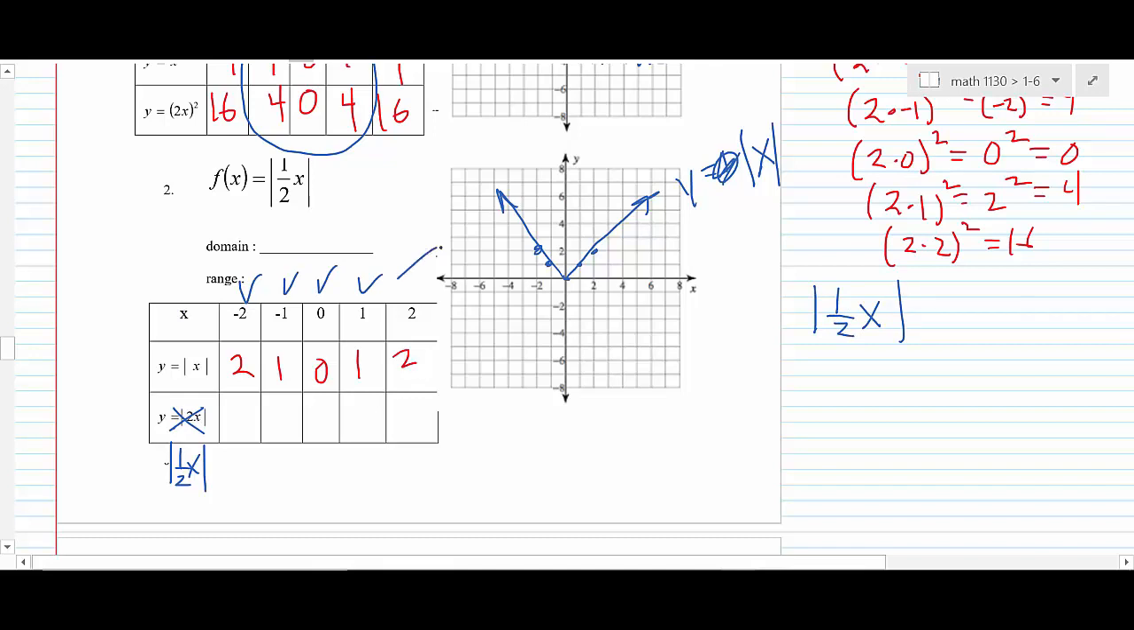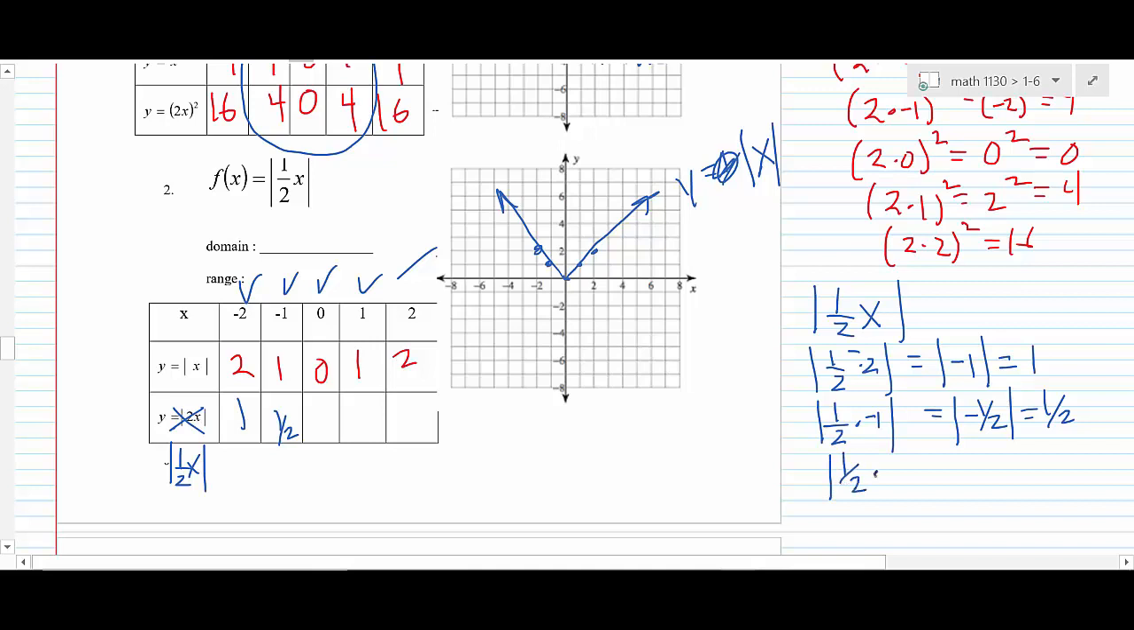Okay? So if we do that, we would have 1/2 times -2. That would be the absolute value of -1. So therefore, that would go to 1 like that. Okay? Plug -1 in. You would have 1/2 times -1. That would be absolute value of -1/2. Therefore, that's a half like that. Plug 0 in. Do whatever you can in your head. 1/2 times 0, that's absolute value of 0, so that's 0 like that.